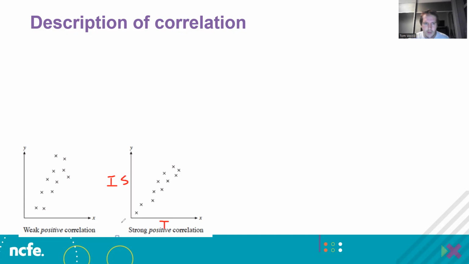So in regards to these, the words weak and strong, you do not need to know. They're just to give you a little bit further information there. So this is a weak correlation or a weak positive correlation. This is a strong positive correlation, but you don't need to state if it's weak or strong. You just simply need to say if it's positive or the opposite, which will be negative.